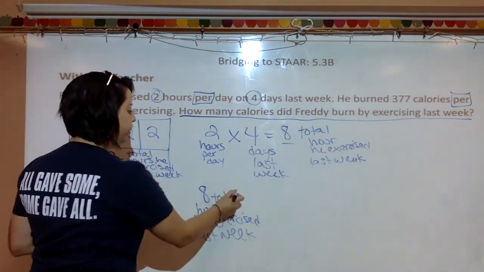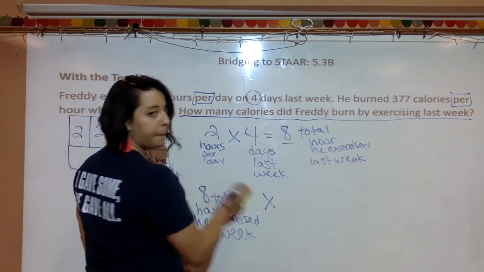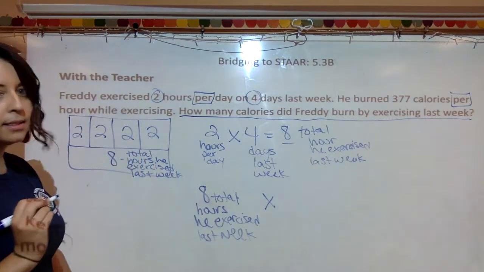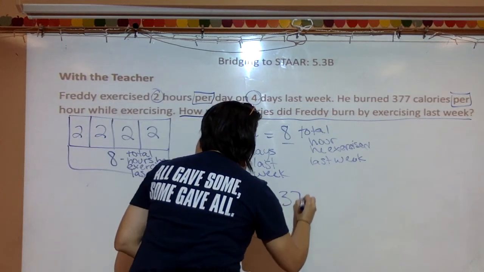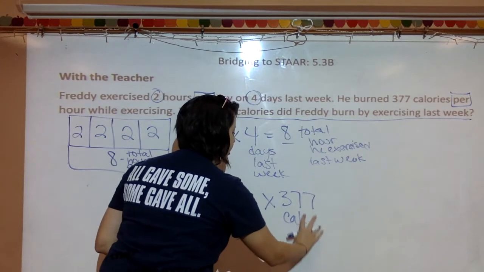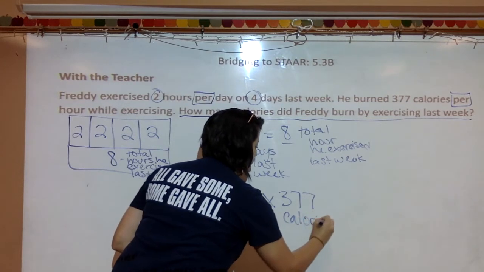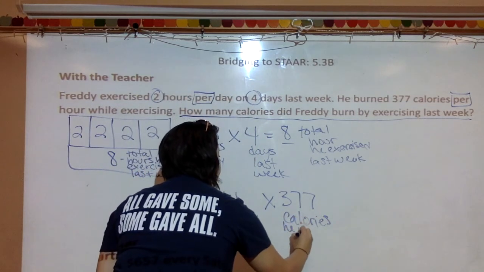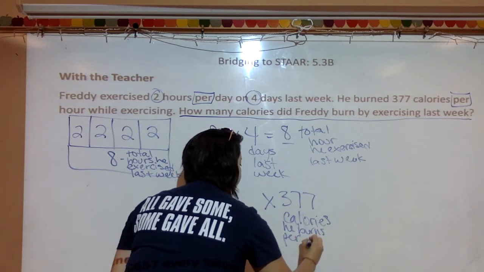So total hours he exercised last week per how many calories? 377. Oops, 377 calories he burns per hour.